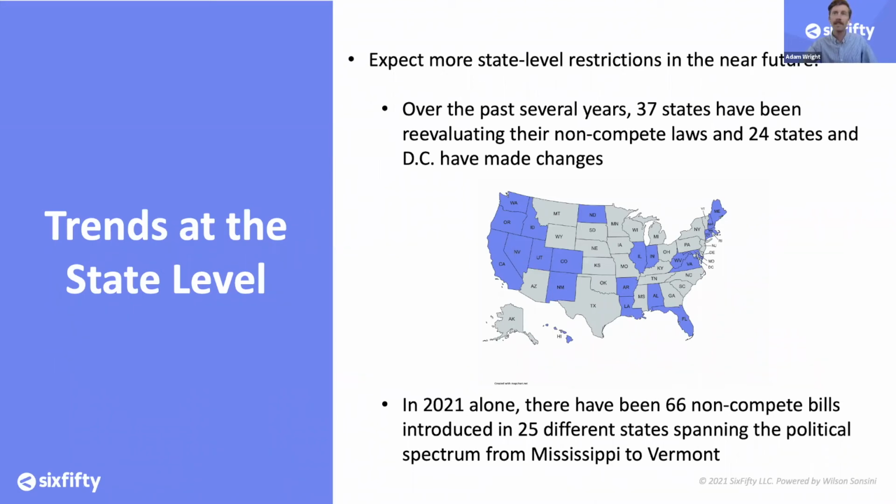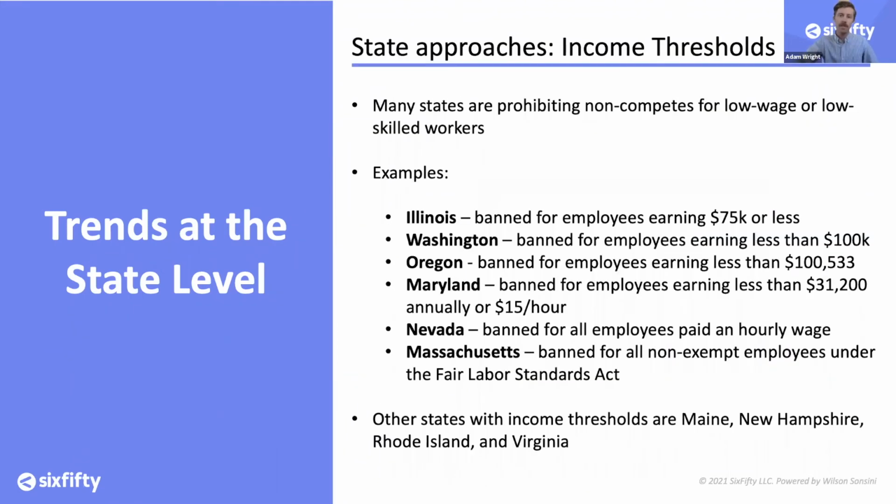So let's move on to the next slide and talk about the specific approaches that states are taking to rein in the use of non-compete agreements. So first, and this may be the most popular method we're seeing, is that many states are prohibiting non-competes for low wage or low skilled workers. And they're using mechanisms like income thresholds.